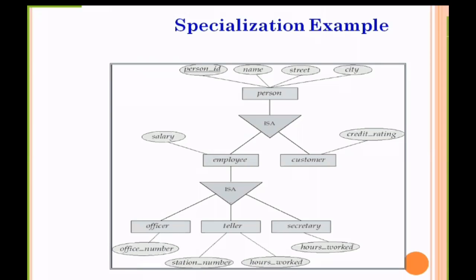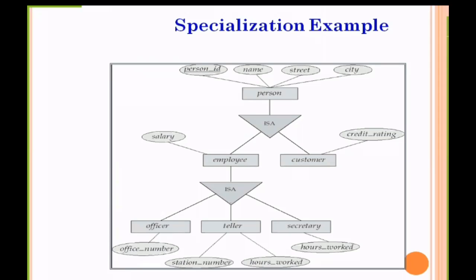As we are coming down from person to employee, we are taking all the properties of the person table and we are adding some more features like salary and credit rating to the employee and customer tables individually. So this is specialization. As we are coming down, we are making things specialized. So between person and employee, and person and customer, there is a type of relationship.